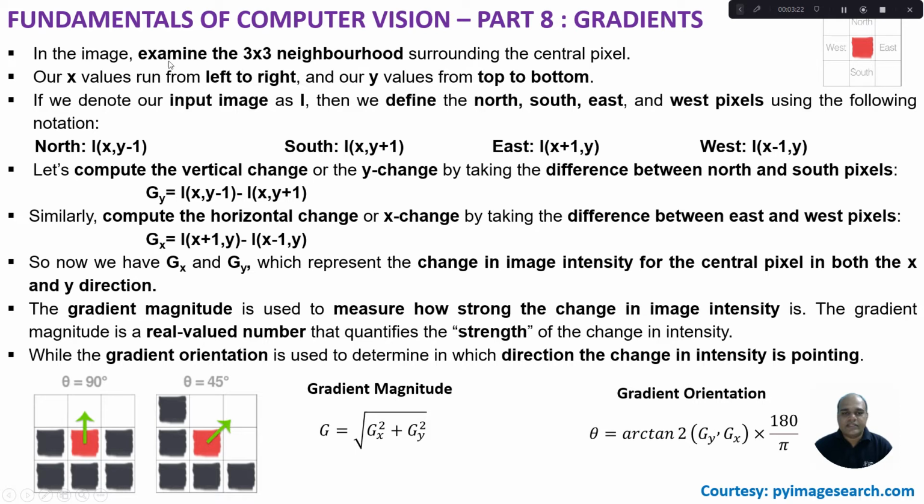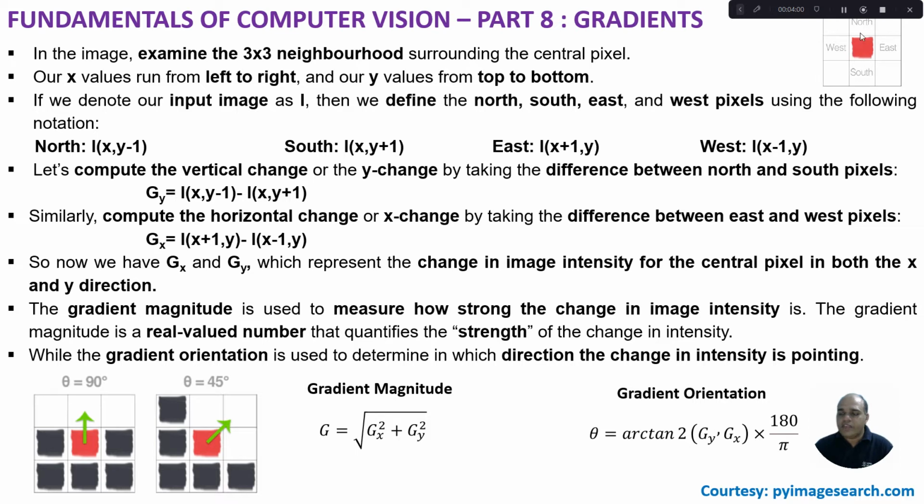So let us take an example. We will take a 3x3 neighborhood as I have shown here. I have a center pixel, the red pixel, and we are going to consider the 3x3 neighborhood. For simplicity, I am going to take a 4-neighborhood function, where I have the north pixel, south pixel, west pixel and east pixel. Usually the pixels run from left to right and top to bottom. So let us take this input image as I and define north, south, east and west pixels.